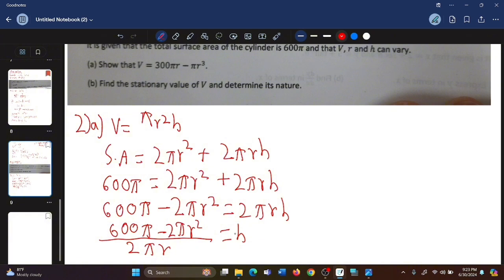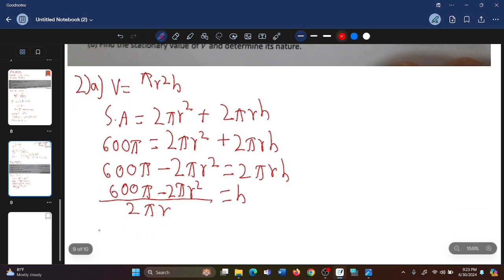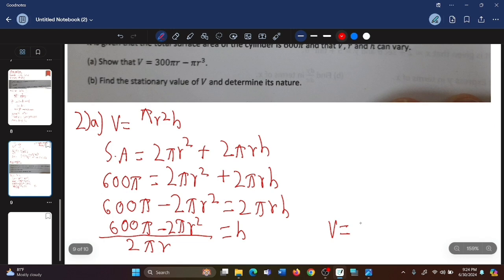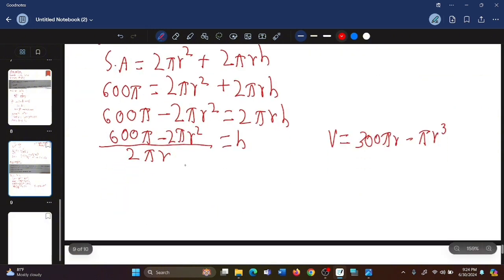Now that I've gotten the expression of h in terms of r, let's substitute this expression into the formula of volume, that is pi r square h. So we are told to find the formula, that is V equals 300 pi r minus pi r cube. We are told to show this equation. Now let's see, can we show that equation or not?